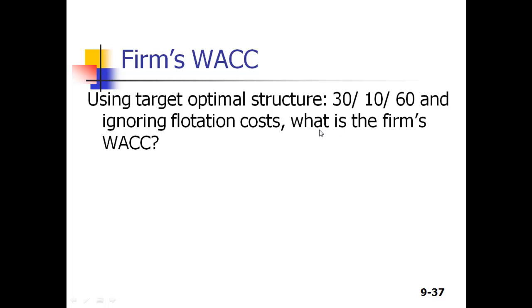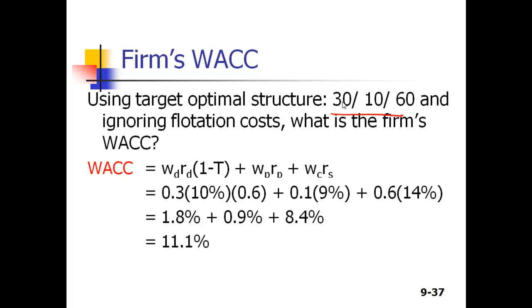Next, a firm's WACC. Let's say a firm has an optimal structure of 30, 10, 60. We'll talk about this later, but here what we are saying is, these are the weightages to use. Let's say a company issues bonds, it has equity and it has preferred shares. So what is being told is that debt is 30%, preferred shares are 10%, and common stock is 60%.